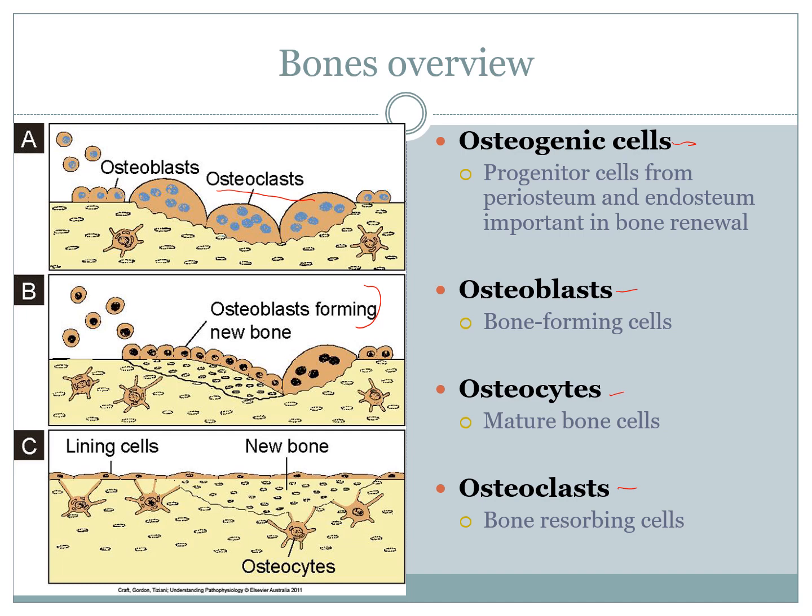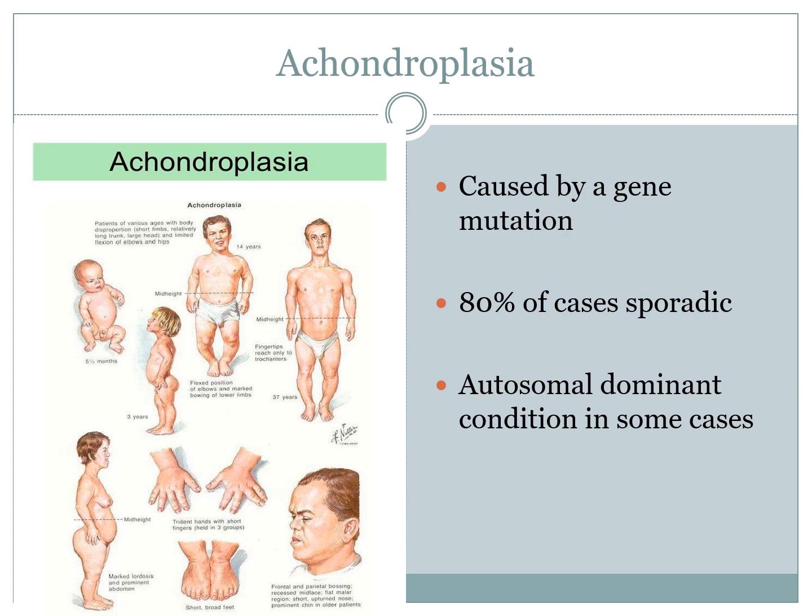Okay, let's have a look at a few disorders that affect bone tissues. The first one is achondroplasia. This is a rare disorder of skeletal development, and it's characterized by dwarfism. Most cases are caused by a single gene mutation, and 80% of all the cases are quite sporadic, which means you don't always get the full effect. Sometimes it can just affect certain areas.